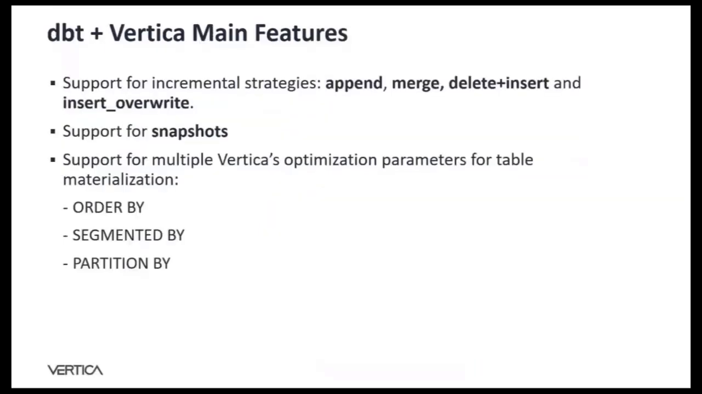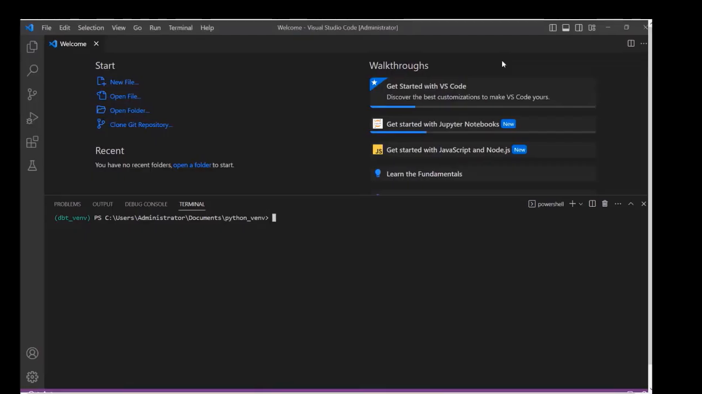Some of the main features that you can benefit from are the incremental strategies, snapshots, and Vertica's specific optimization parameters. Now, I will walk you through an example using Vertica's sample database BMART. Before you begin, you must install Python and activate a virtual environment.